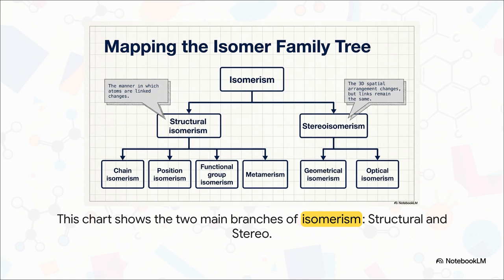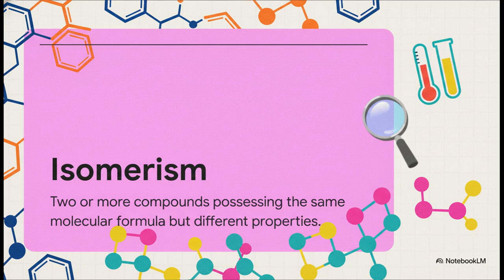Then, on the right, you have stereoisomerism. Now here, the connections are the same, but their arrangement in 3D space is different. It's the same blueprint, just built with a different spatial twist. So let's just lock in the official definition, so we're all on the same page. Isomerism is simply the phenomenon where 2 or more compounds have the exact same molecular formula. But, and this is the important part, they have different properties. That difference is key, and it all comes down to their structure.